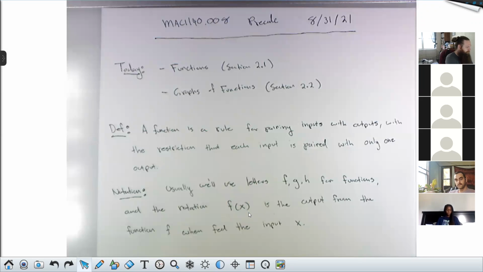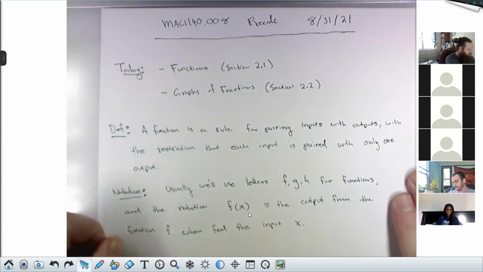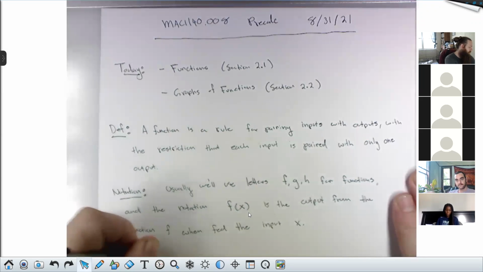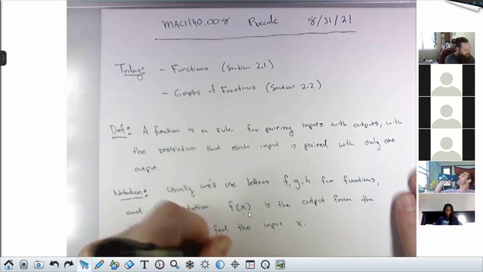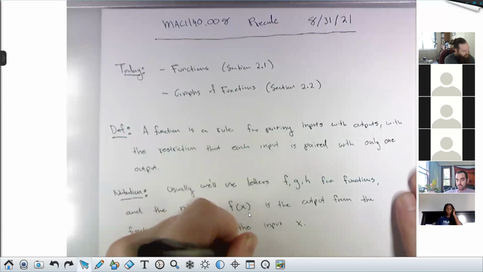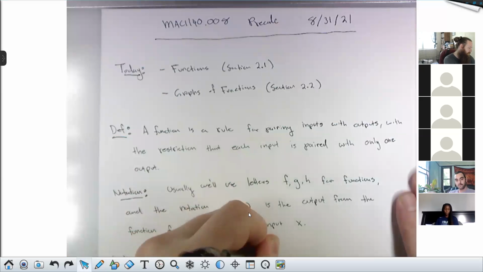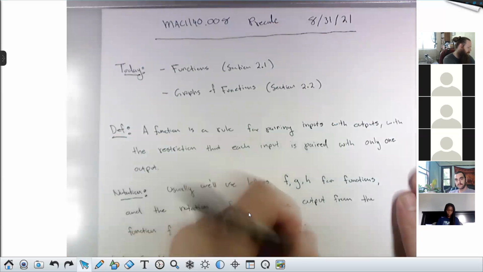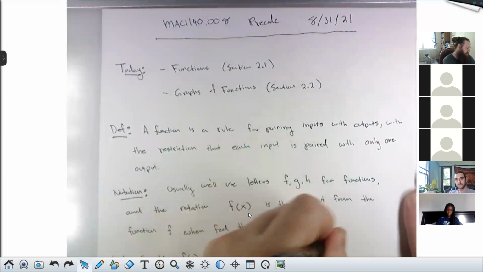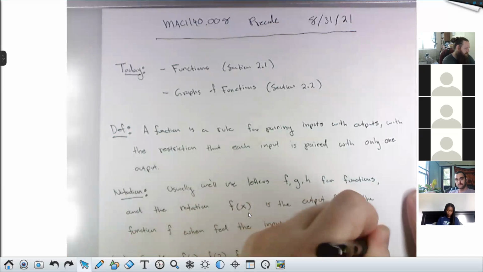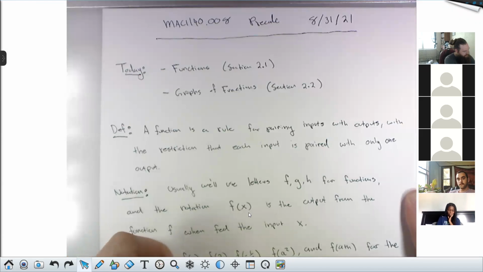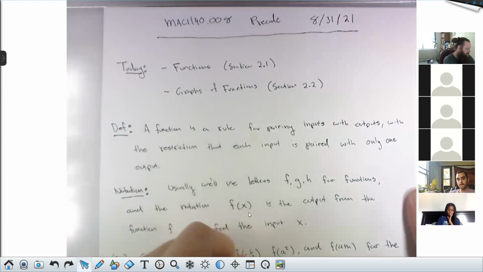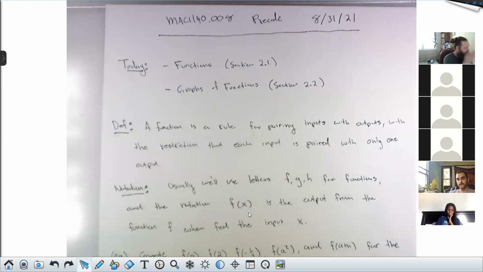Let's get some practice. So let's compute f of 0, f of 2, f of -1/3, f of a squared, f of a plus h for the function f defined by f of x equals.